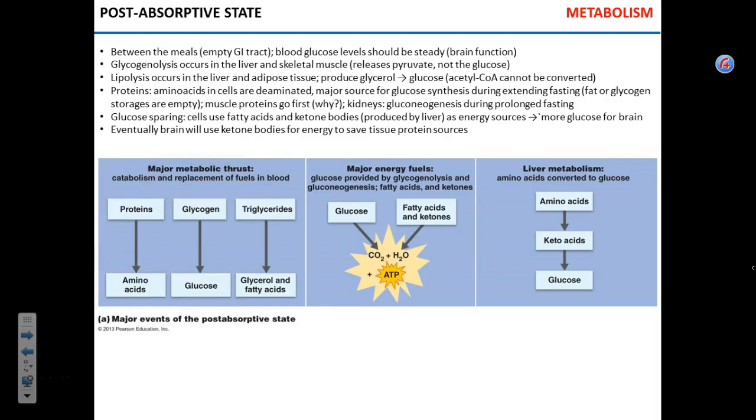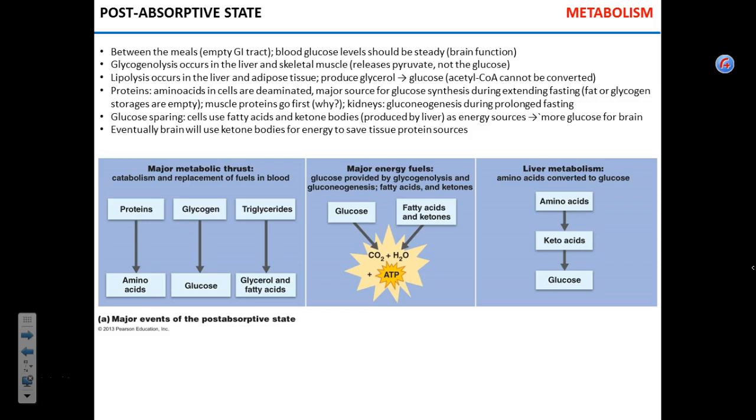Post-absorptive state. Like, totally opposite. If you didn't have lunch yet, I hope you did, but if you didn't, and the only meal that you had was breakfast, you are in the post-absorptive state. What it means for you.